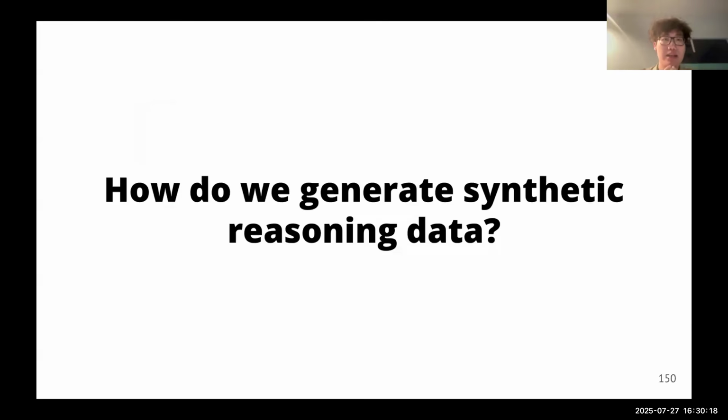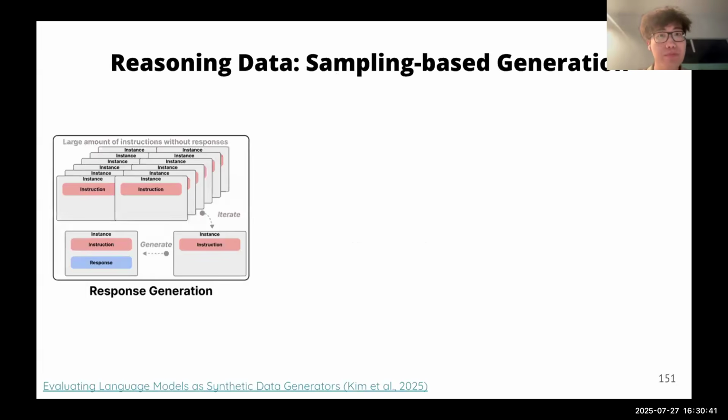And the question here is, how can we generate synthetic reasoning data? Because for those reasoning scenarios, generating reasoning traces by humans is often very costly. So the key here is, can we leverage the synthetic data generation techniques we talked about in the previous part for the reasoning-specific scenarios?